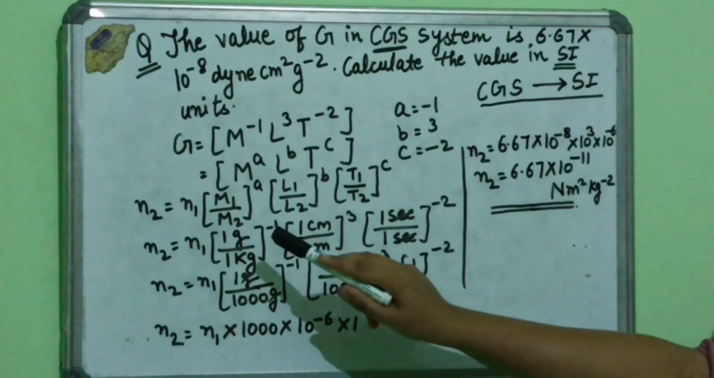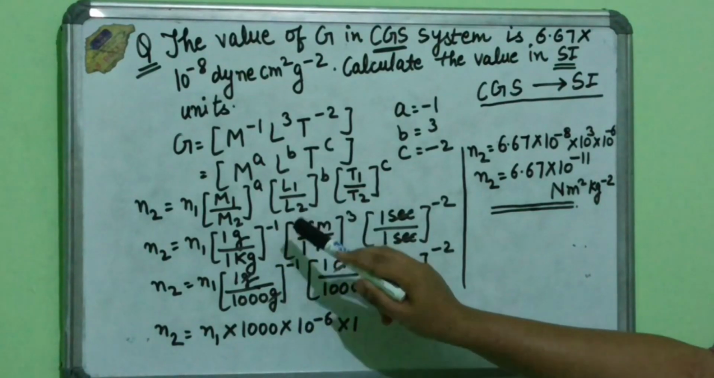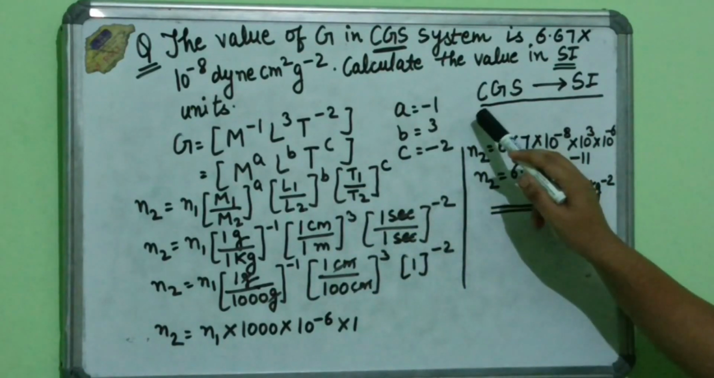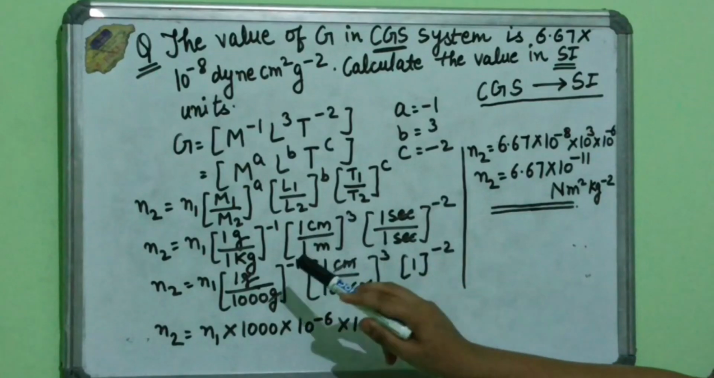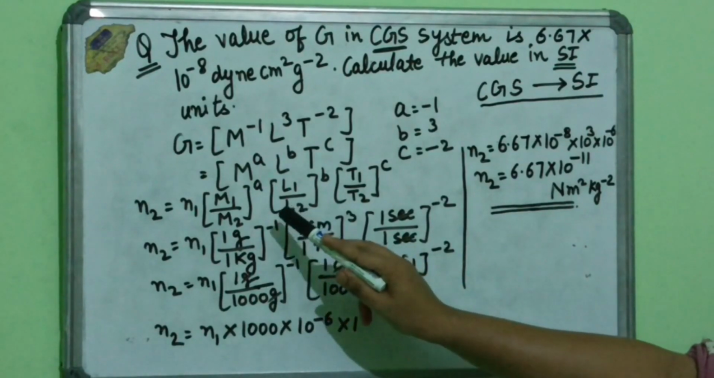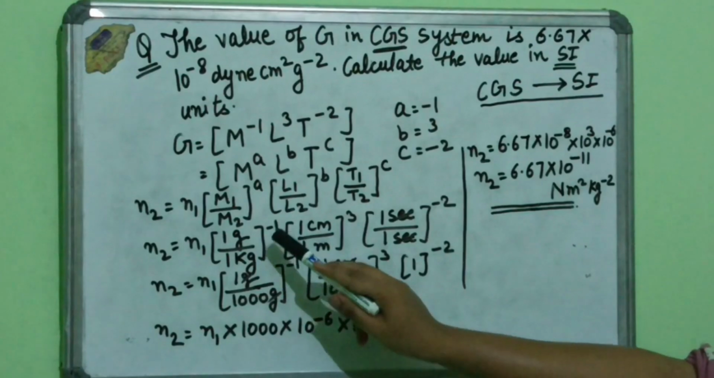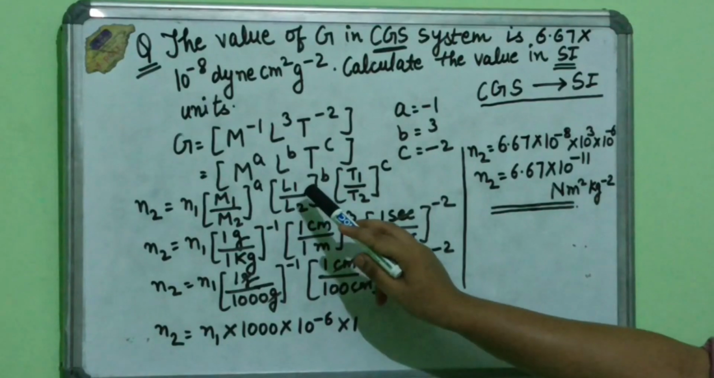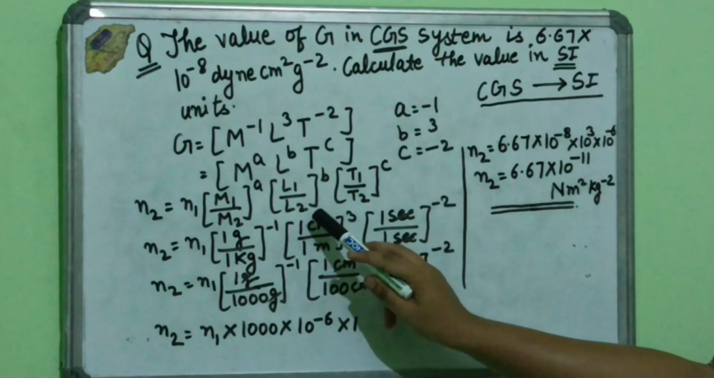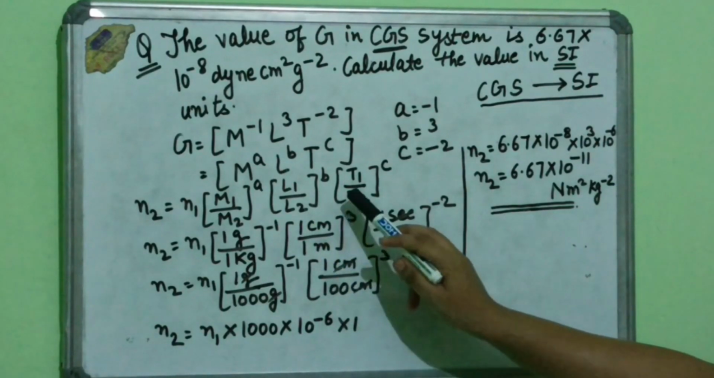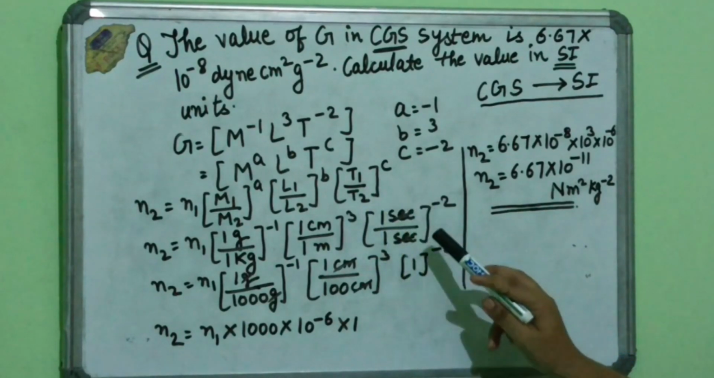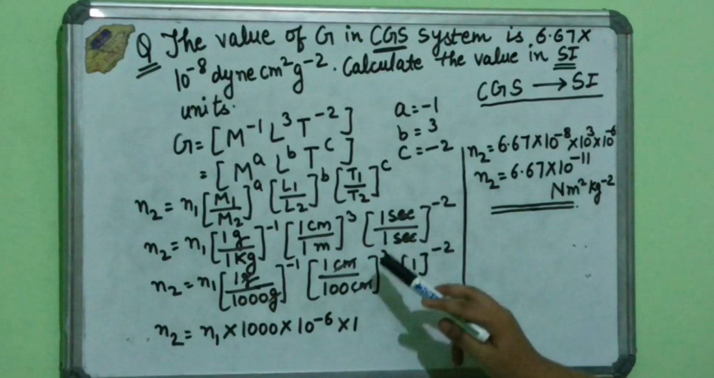Now let's talk about the formula, which is n2 is equal to n1 (M1 upon M2) to the power a, (L1 upon L2) to the power b, (T1 upon T2) to the power c. We have to convert from CGS to SI unit, so n2 is equal to n1. We know that M is mass, and the CGS unit of mass is 1 gram and the SI unit of mass is 1 kg. The value of a is minus 1. Now let's talk about the next quantity, which is length. The CGS unit of length is 1 centimeter and the SI unit of length is 1 meter. The value of b is 3. The CGS unit of time is 1 second. The SI unit of time is also 1 second. The value of c is minus 2.